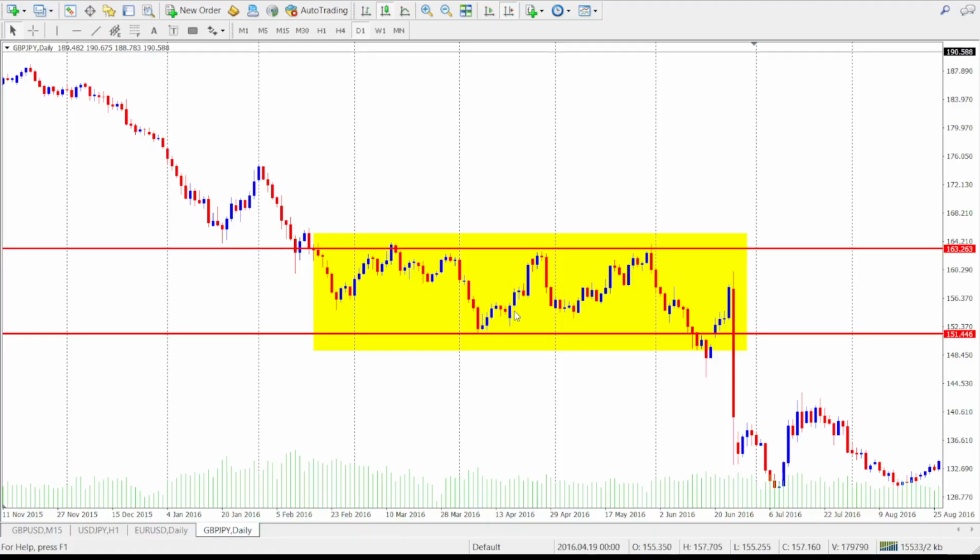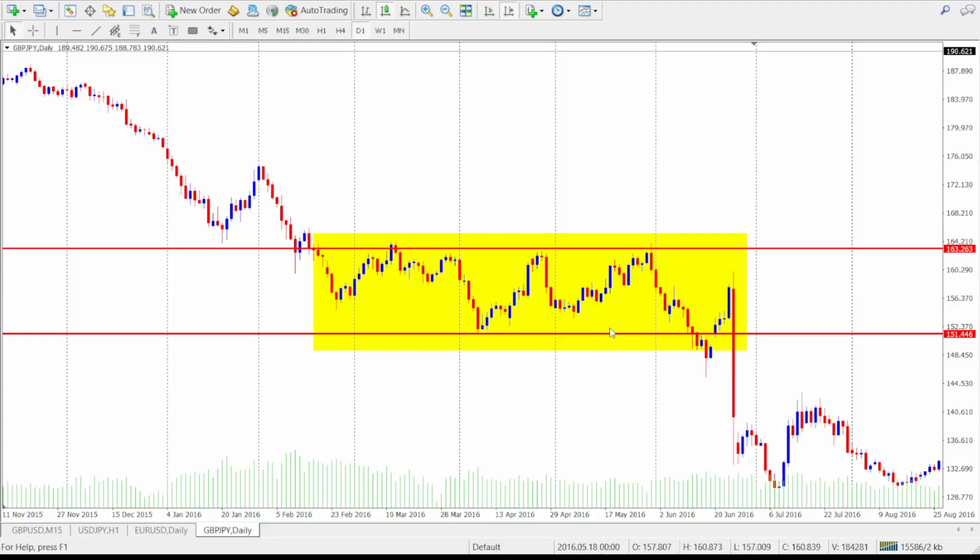The second step is to wait for price to reach key levels. Once the range is identified, the next step is to wait for price to reach either the support or the resistance zone. This is where we look for potential buy or sell setups based purely on price action signals like pin bars, engulfing candles, or rejection wicks.